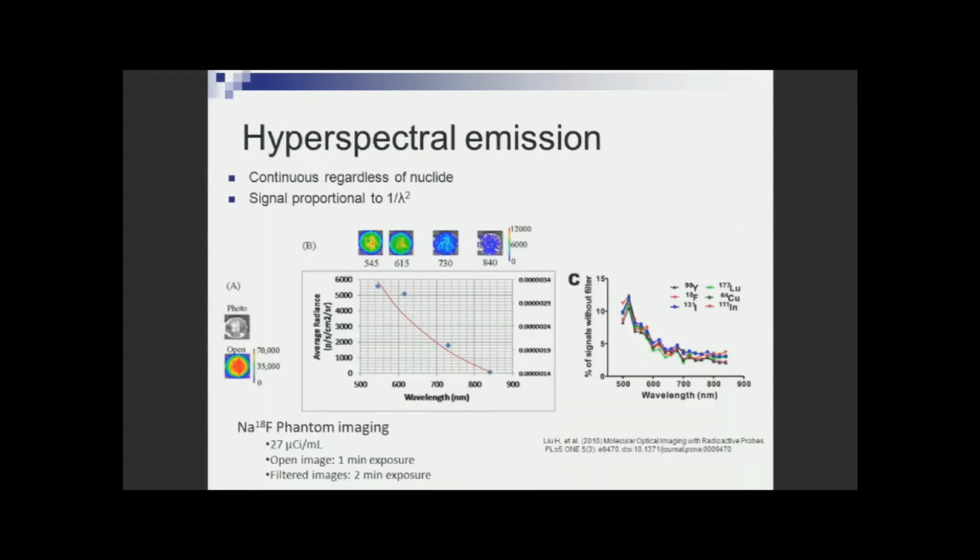As I said, it's a hyperspectral emission, and it's continuous regardless of the nuclide. We've already seen this slide this afternoon, showing the emission spectrum for a range of nuclei. This over here shows work from our lab, just taking a spherical phantom of F18 and measuring it at a bunch of different wavelengths. And the line plotted there is 1 over lambda squared, showing that the intensity of the light given off is approximately proportional to 1 over lambda squared.